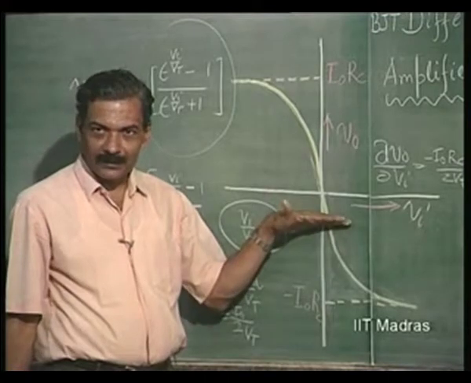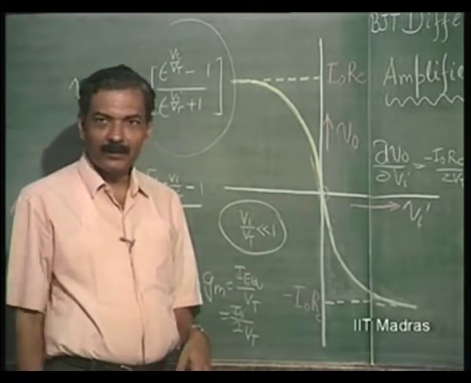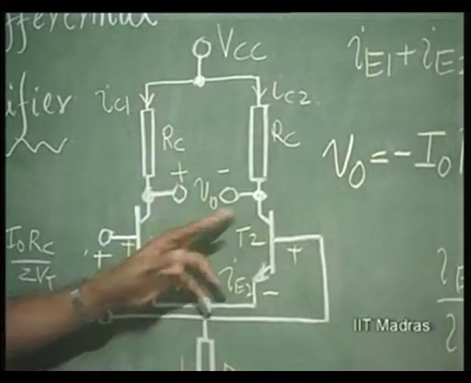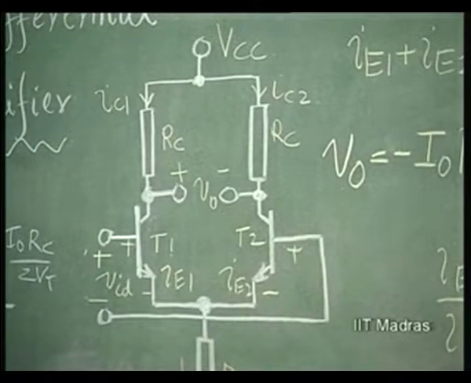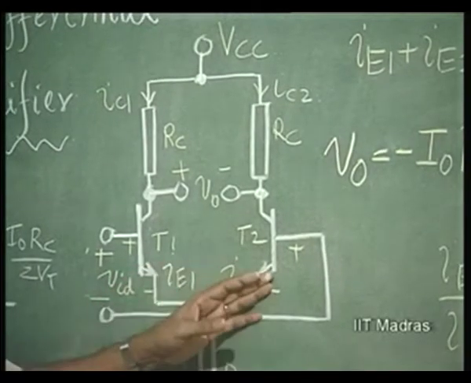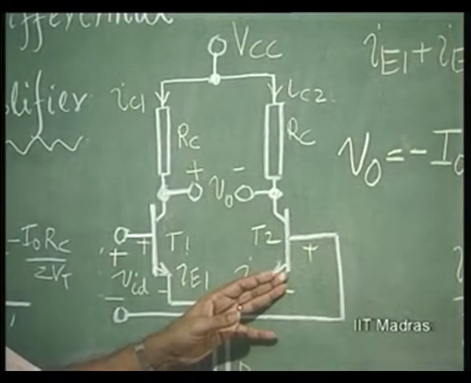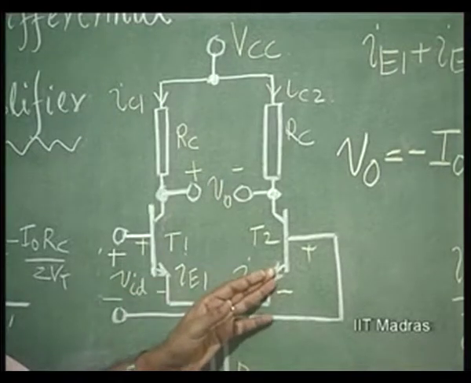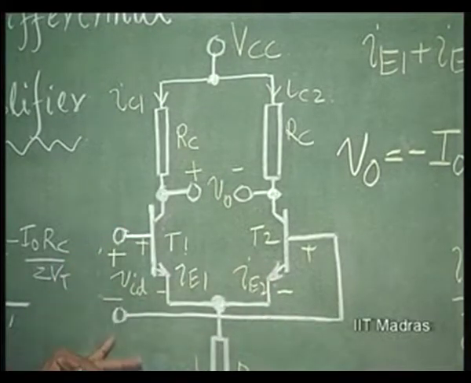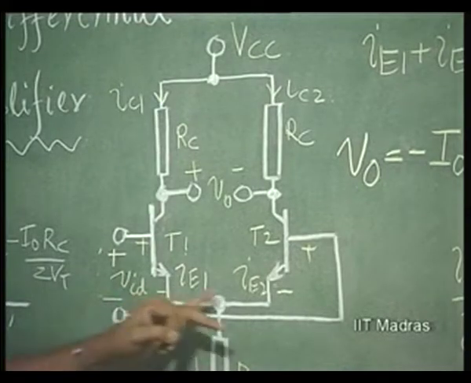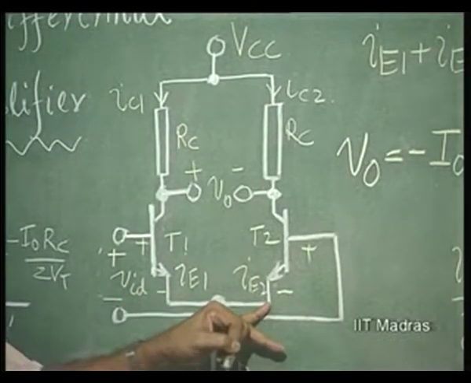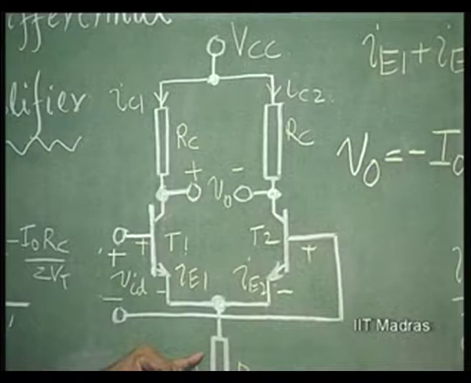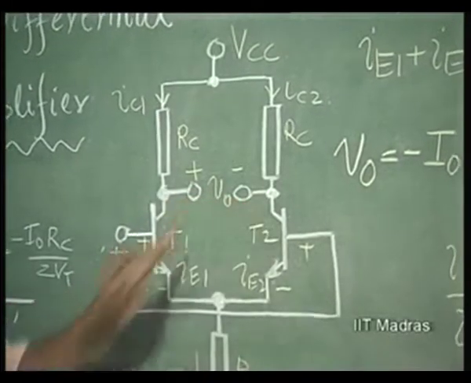If there is an offset, if the operating point is not this, what is an offset? Even when VID is 0, this voltage is not 0. Why is it going to happen? Simply because these two transistors are not so matched. IE naught of this transistor is not same as IE naught of this transistor, in which case even when this is 0, these two currents will be different, even though the base to emitter voltages are the same. So, the output will be having an offset.